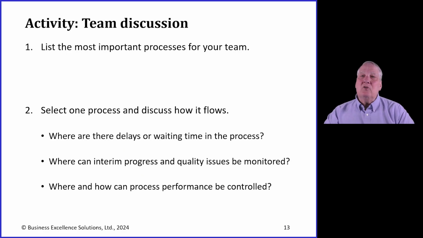So what I want you to do as a team is to think about what we've talked about here. And first of all, begin by listing the most important processes for your team. What are those sub-processes that you're working on a routine basis? Then select one process and ask, how does it flow? Are there delays or waiting time in the process? Where is the beginning? Where is the middle? Where is the end? And what's happening at each of these?